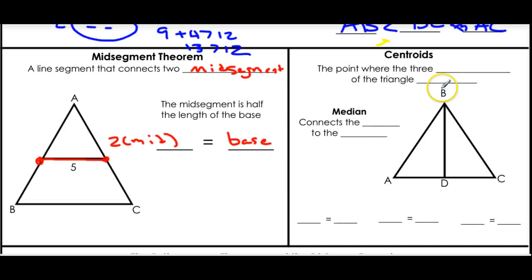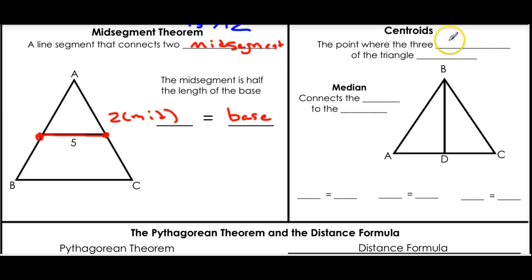Centroids. The centroid is the point where three medians of the triangle intersect. So where the three medians intersect is called the centroid. What is a median? This would be a median right here. All right, this is a picture of our median. The median connects the vertex to the midpoint.